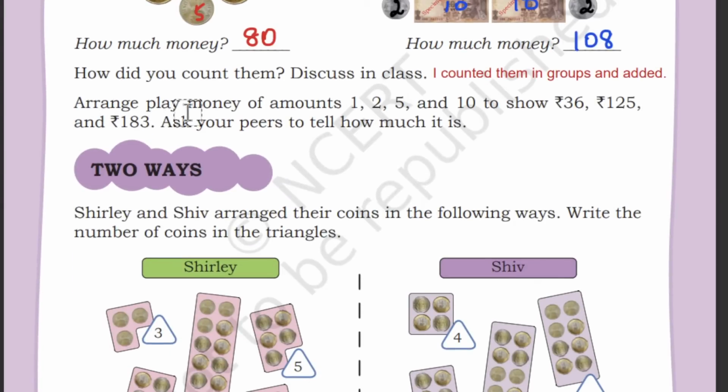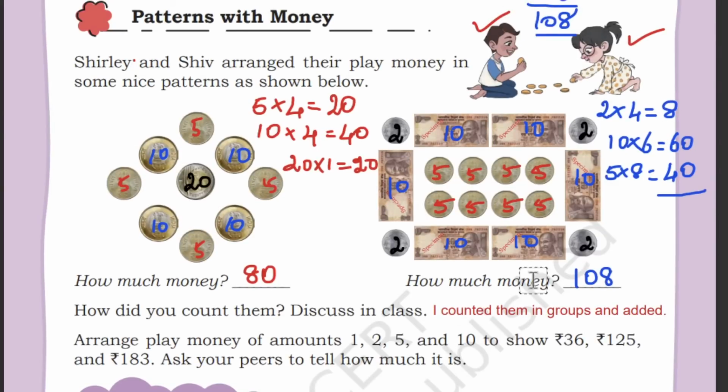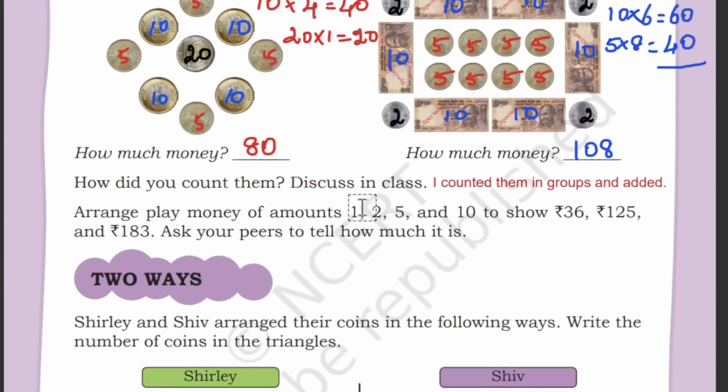Okay. Next, arrange play money of amount 1, 2, 5 and 10 to show 36, 125 and 183. Ask your peers to tell how much it is. Now they have given some amounts for 1 rupee coins, 2 rupee coins, 5 rupees coins and 10 rupees coins to show. We have to show 36 rupees, 125 rupees and 185 rupees, in this pattern. So let's create some pattern.